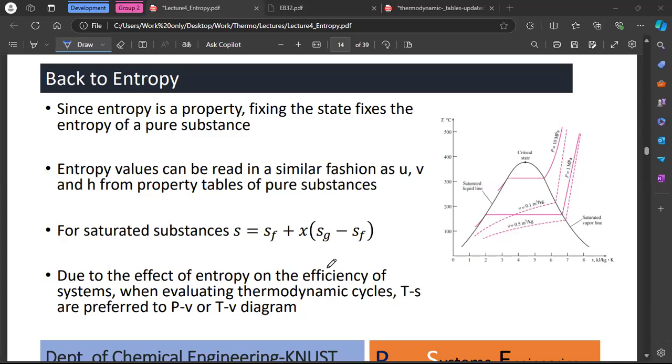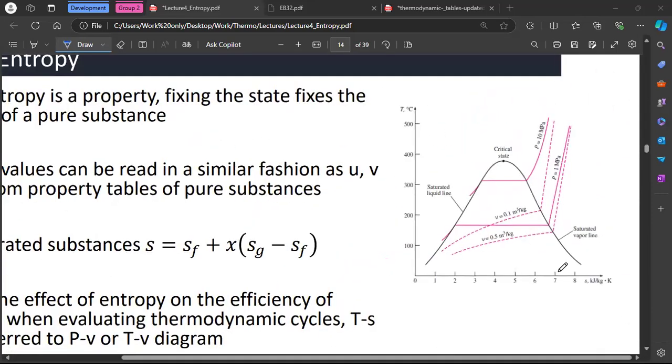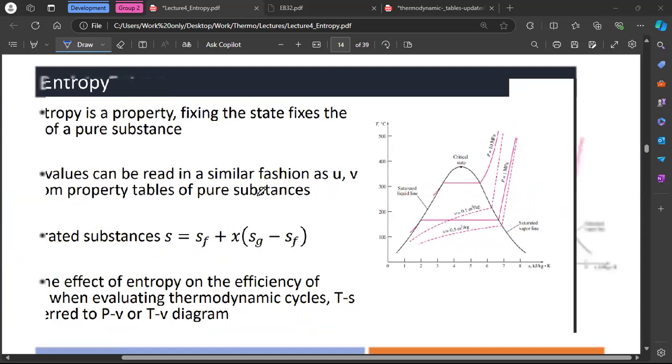Sure. Then let's go on. So we said entropy is a property, it's a state function. So we can use it to determine the state of our substance, right? We are looking at entropy for a pure substance now. Remember when we did our phase diagrams, we looked at temperature against specific volume, pressure against specific volume, pressure against temperature. We can have a similar graph when we consider temperature and entropy, right? So we can have a very similar graph.